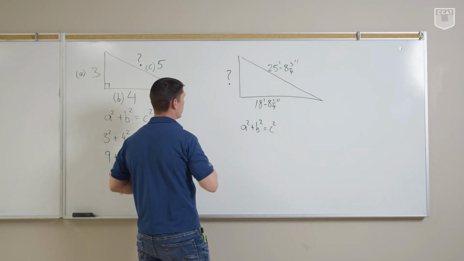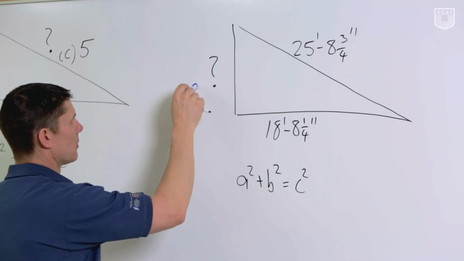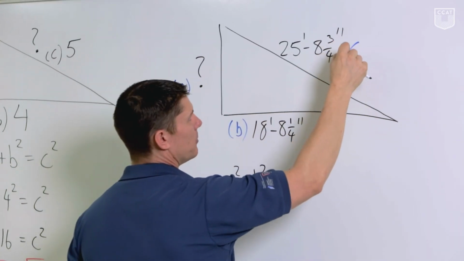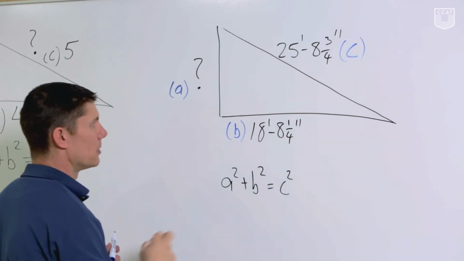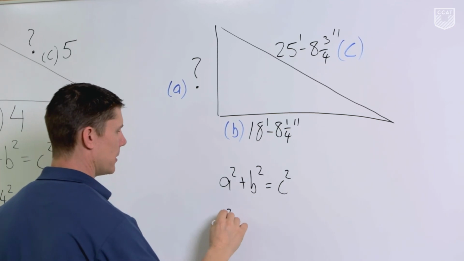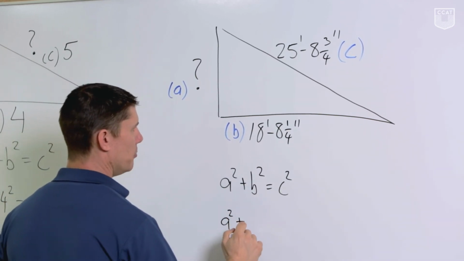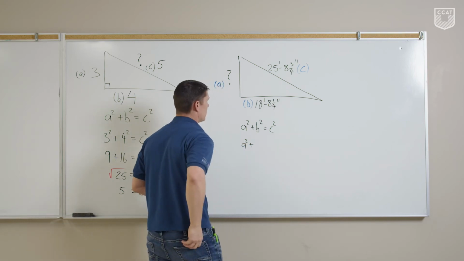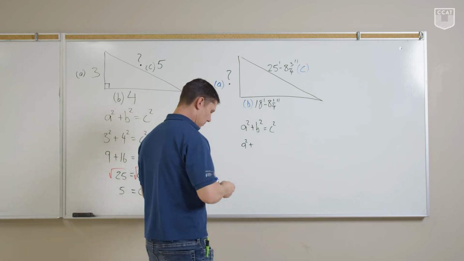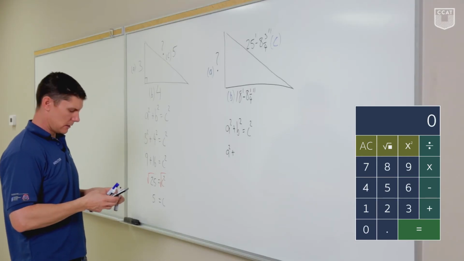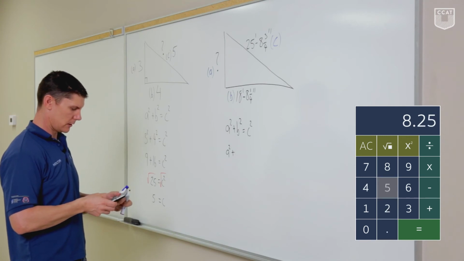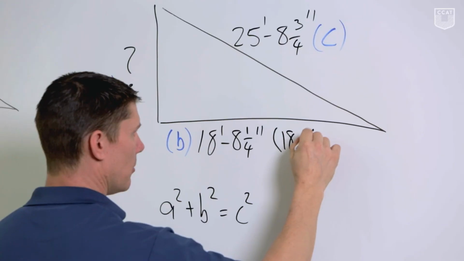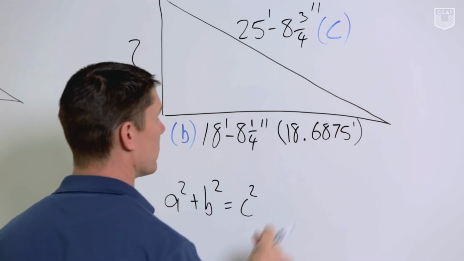Again, we can call the short side A, the longer side B, and the longest side is always going to be your C. So we'll plug those numbers into the formula. A, we're not sure yet. That's what we're going to be solving for. B, we're going to have to convert these to decimal. So 18 foot 8 1/4 inches will be 18.6875 feet.